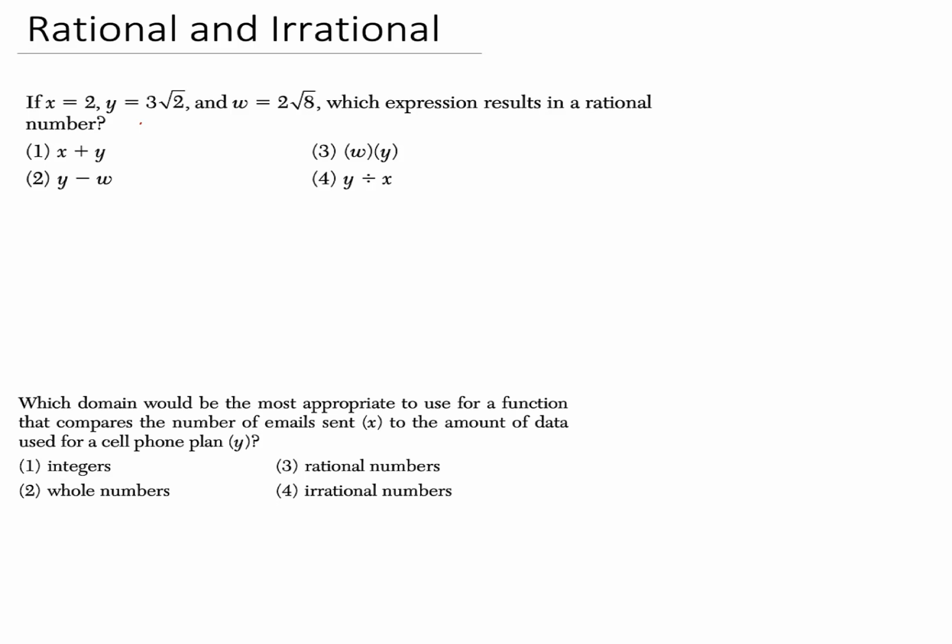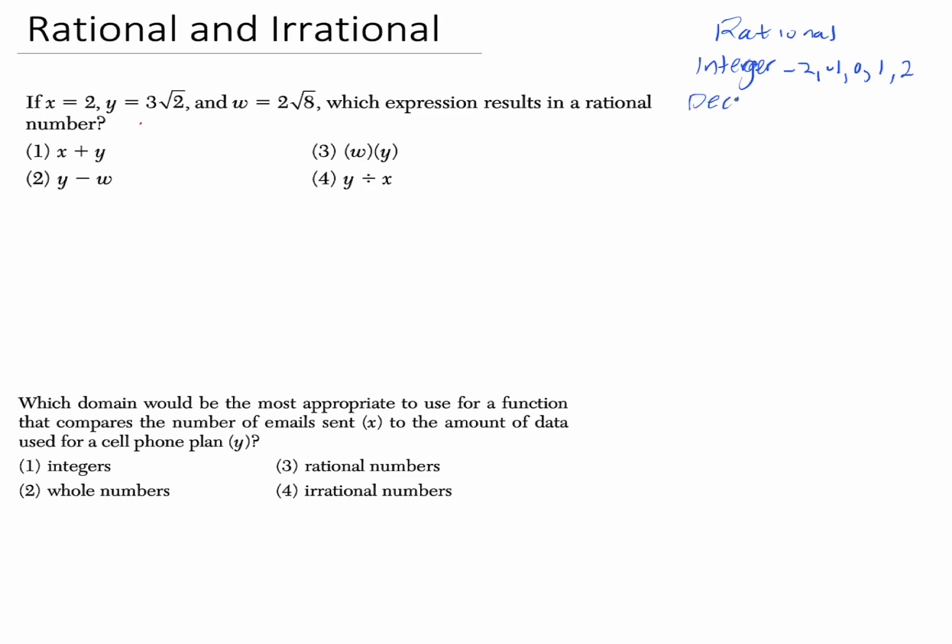I'm back with my math short videos, and today we're going to look at rational and irrational numbers. So, we consider a number to be rational if it's an integer. Integers are your whole numbers and their negatives. So, -2, -1, 0, 1, 2, those are your rational numbers.